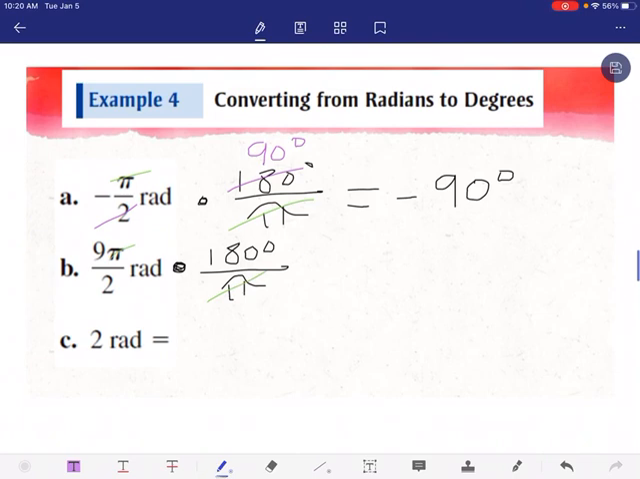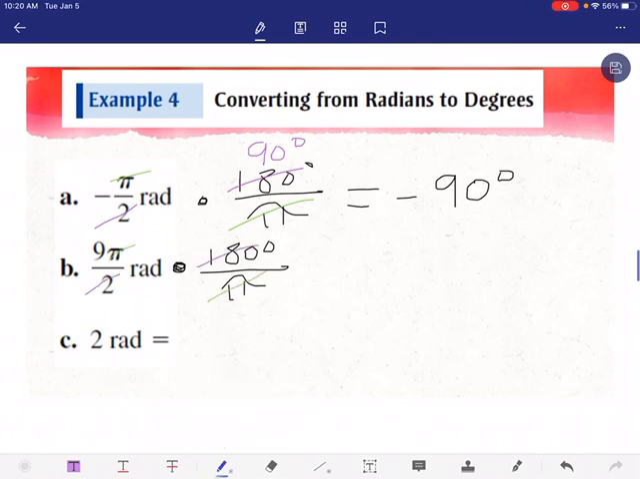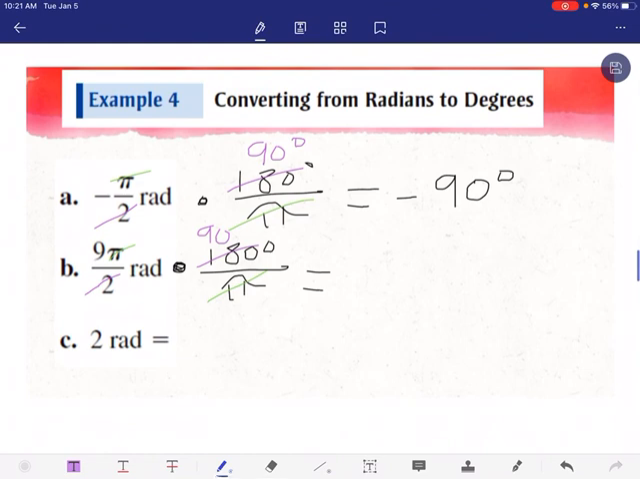Our pi's are going to reduce. Again, 2 goes into 180 90 times, but I still have a 9 there, so we would need to take 9 times 90, which is going to give us 810 degrees.